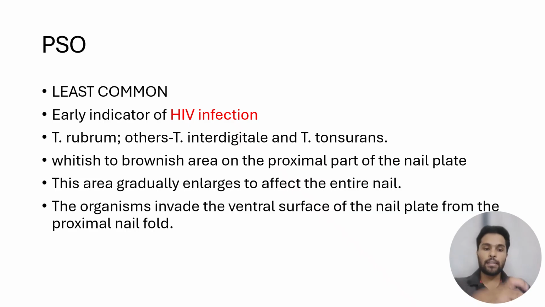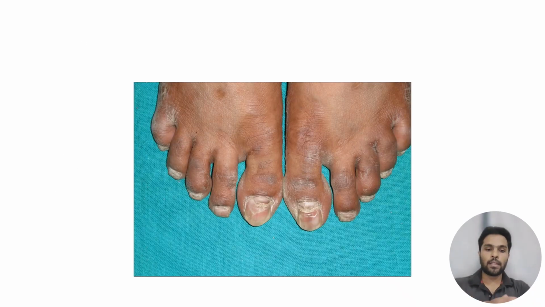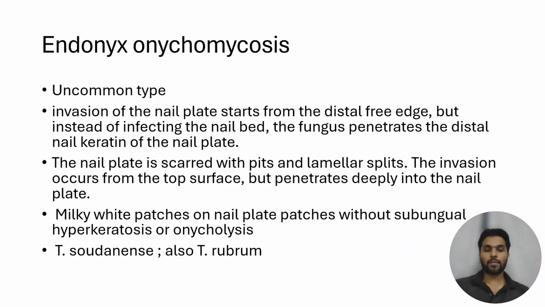And the organisms invade the ventral surface of the nail plate from the proximal nail fold. As we can see, the proximal nail plate is involved. Coming to the endonyx type, it is an uncommon type, and invasion of the nail plate starts from the distal free edge, just like DLSO.